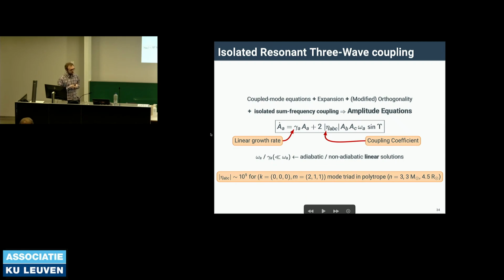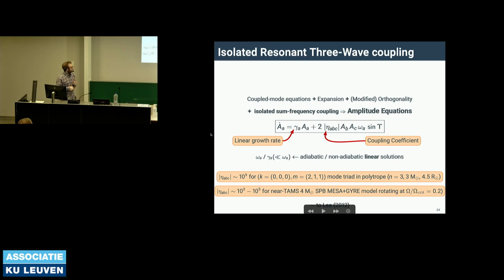If we use that to compute this coupling coefficient for a specific mode triad, for which the spherical degree of your specific parent mode is 2, and your azimuthal order is also 2, and then for the 2 other modes the spherical degree is 1, and the azimuthal order is 1, inside of a nice polytrope, which has a mass of 3 solar masses and 4.5 solar radii, and which is a fair approximation at the first level of the internal structure of an SPB star, we get values of approximately 10 to the 9th for these coupling coefficients.